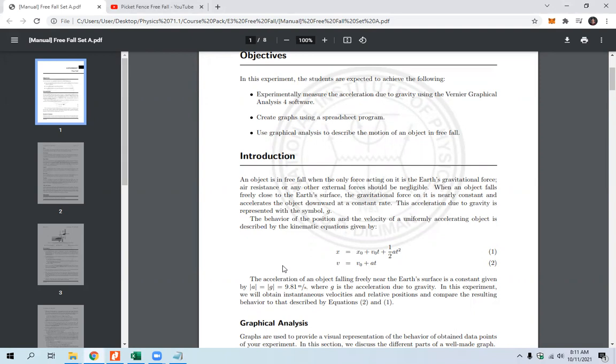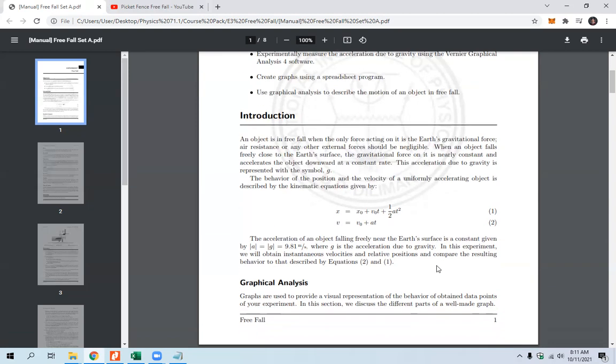The motion of an object in free fall is described by these equations, which are x for your position and v, which is your velocity. Both of these are time-dependent equations, and you can use them to model the motion of your object with respect to time. These are your instantaneous velocities and relative positions, which you may have already encountered in Physics 71, lalo na at its FQ1 season ngayon.